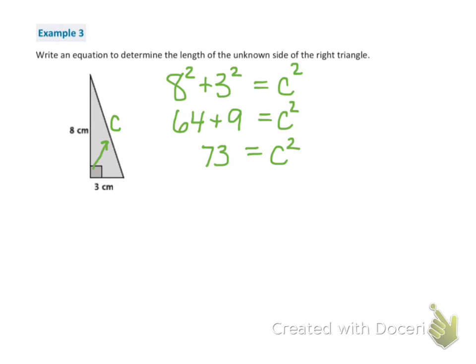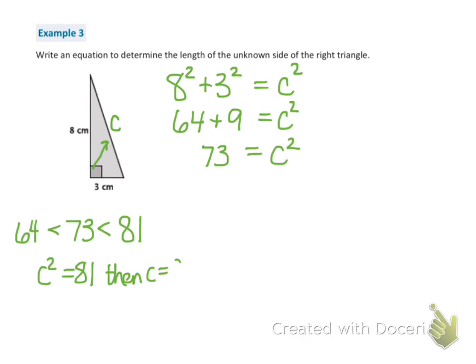All right, so the two perfect squares that 73 is between would be 64, which is 8 squared, and the next one would be 81, which is 9 squared. So if C squared was 81, then C would be equal to 9. And if C squared was equal to 64, then C is equal to 8. So which one is it closer to? Is it closer to 8 or closer to 9?